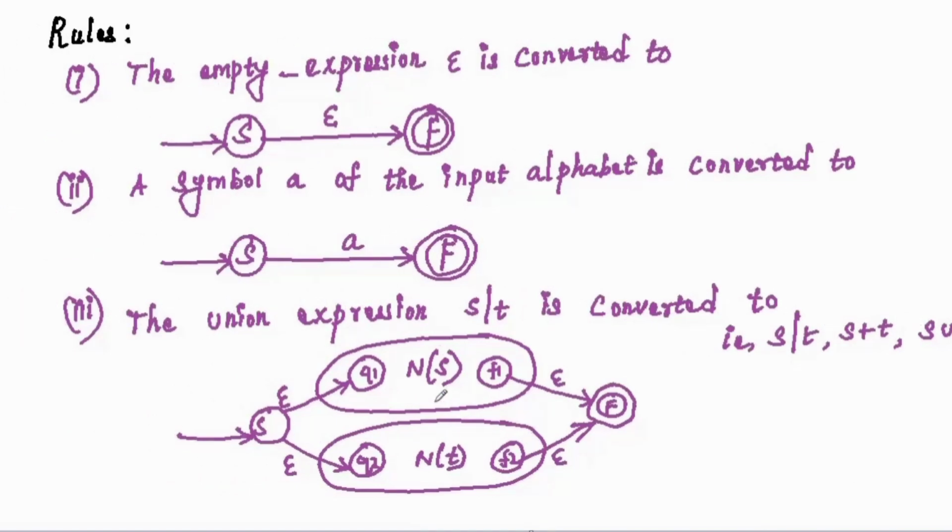Coming to the diagram, the construction of the machine capital N shows the transition from starting state S and final state F. It must begin by going to Q1 or Q2 on epsilon. If the path goes to Q1, it follows the path in machine N of S and goes to the state F1 and then final state F on epsilon. Similarly, if the path goes to Q2, then it follows the path in machine N of T and goes to the state F2 and then to the final state F on epsilon.